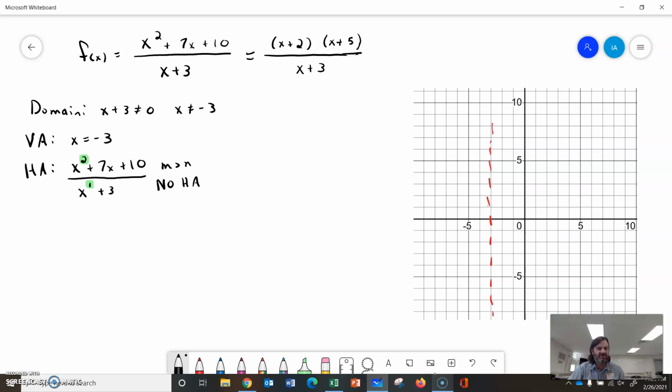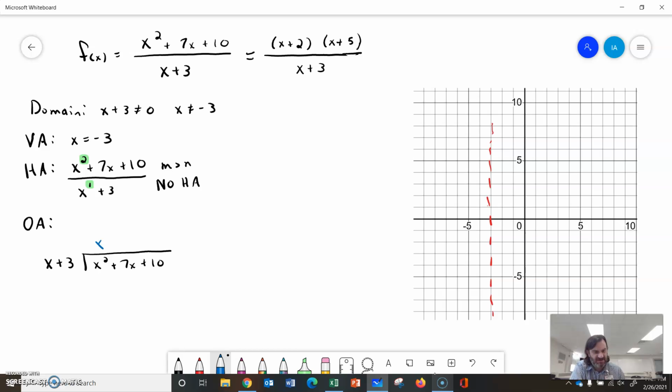So if you don't have a horizontal asymptote, you have the possibility of an oblique asymptote, and that's only going to occur if the top exponent is 1 more than the bottom. So let's do our polynomial division. X plus 3 divided into x squared plus 7x plus 10.